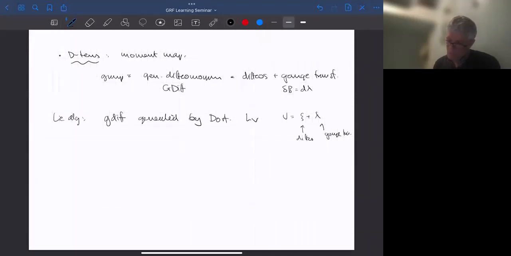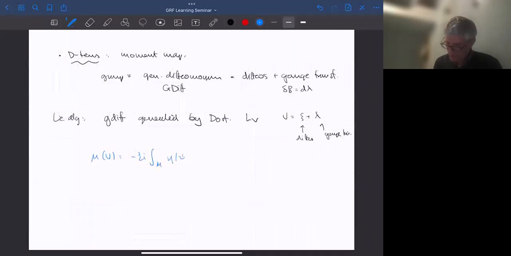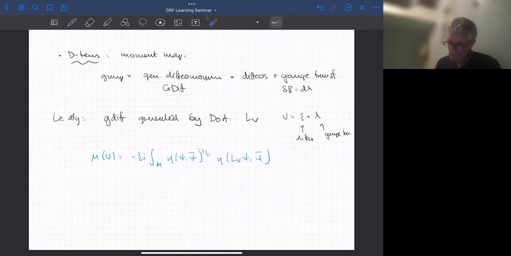And what's the moment map? Well, we have a symplectic form. You can work it through. You find that the moment map is given by the following expression. So -1/2 I, some integral over the manifold. Again, we can take some pairing. And then we just get eta L_V of psi bar. And so again, these things here are just using the ODD metric to pair things up.